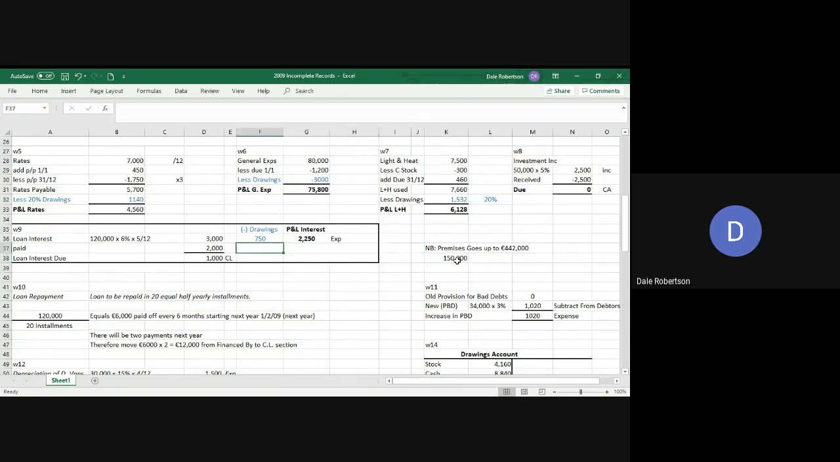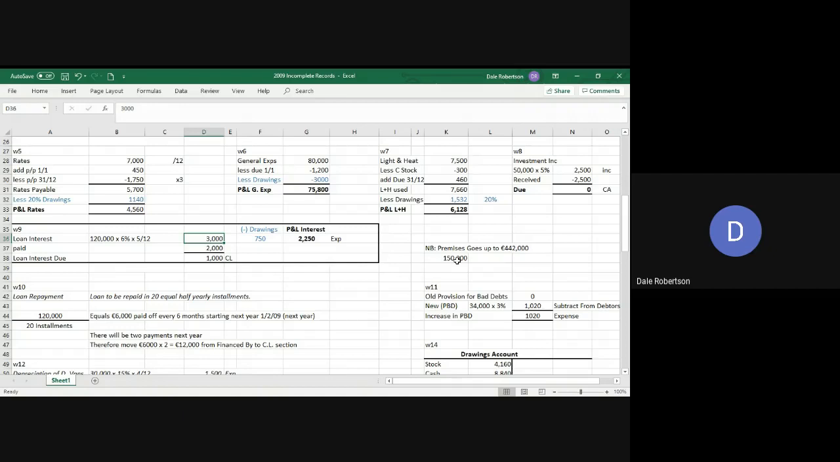Let's get back to the loan here. So, it was agreed that the sum borrowed will be repaid in 20 equal half-yearly installments. We'll do that in a moment. The first installment becomes due on the first day of February 2009, which is next year. Let's look at the interest first. The interest is to be charged at 6% and is to be paid monthly at the end of each month. So that's why we do 120,000 by 6% by 5/12 for the last 5 months. That gives you €3,000 on your calculator.